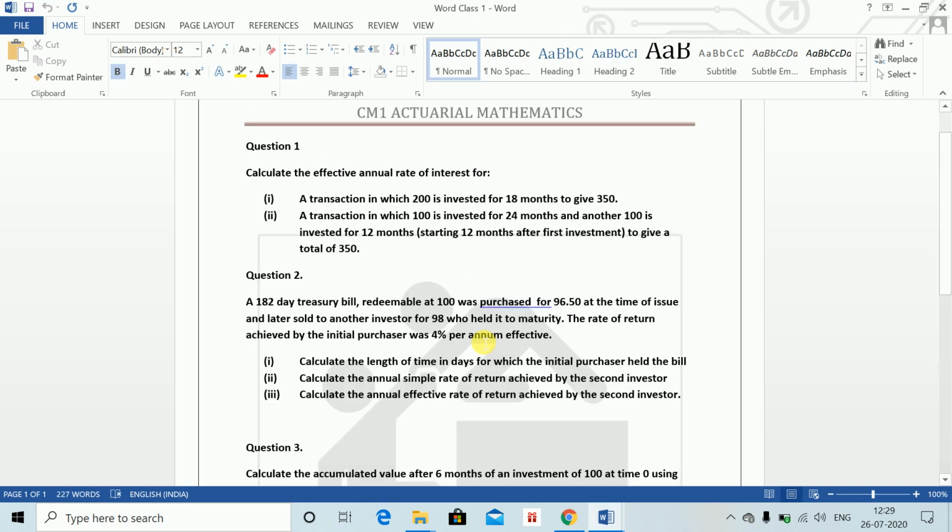Next question is question 2. A 182-day treasury bill redeemable at 100 was purchased for 96.50 at the time of issue and later sold to another investor for 98 who held it to maturity. The rate of return achieved by the initial purchaser was 4% per annum effective. Calculate the length of time in days in which the initial purchaser held the bill.